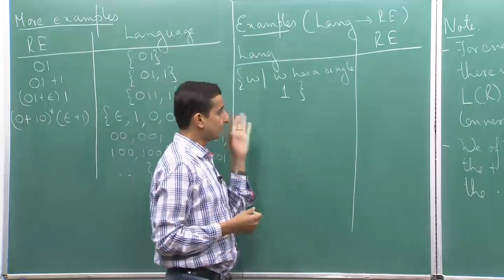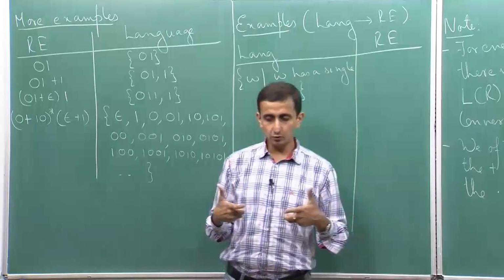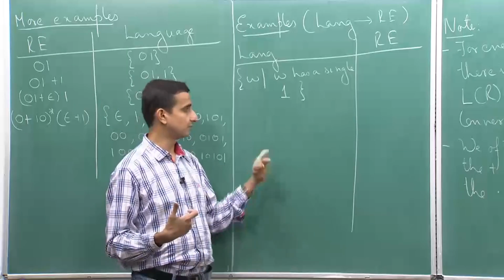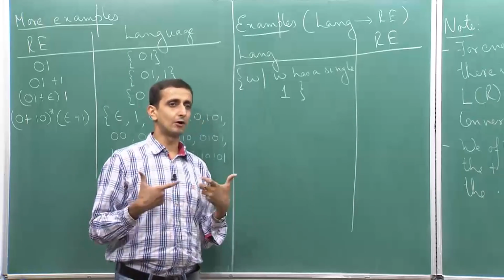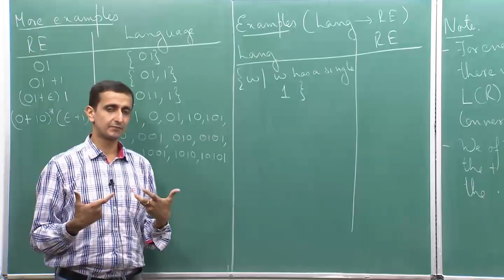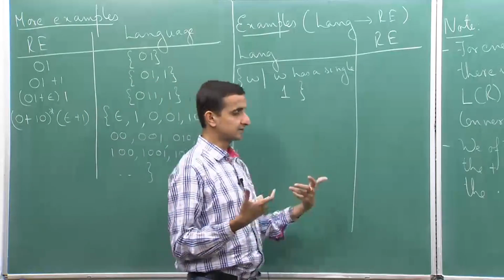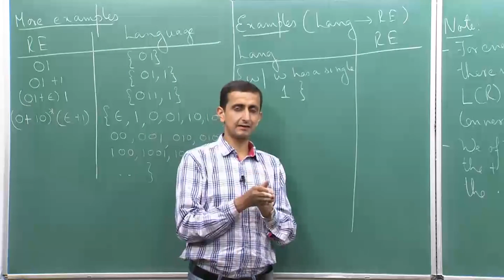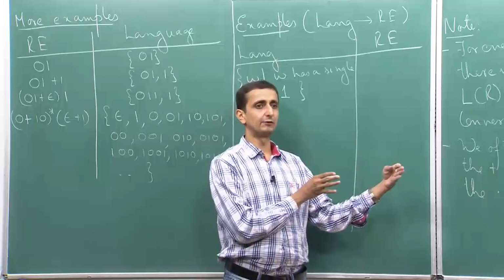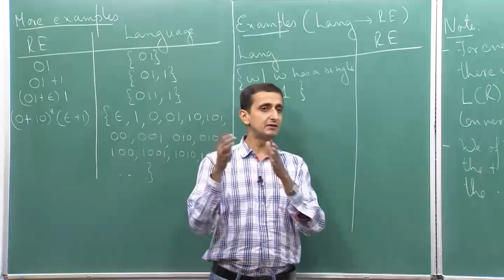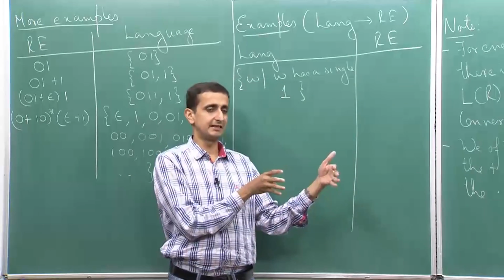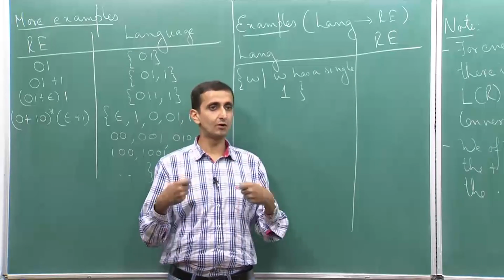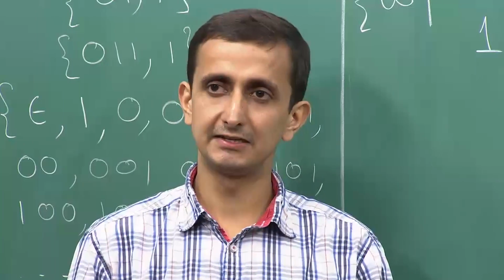Okay. So, if W has a single 1, the way to think how you will construct a regular expression out of this is, what will be the form of these strings? How will these strings look like? If W has a single 1, the string will basically be a sequence of zeros followed by the 1 and then followed by another sequence of zeros. And the sequence of 0 in the beginning and the sequence of 0 in the end can either be empty, I mean 0 number of zeros, or they can be anything that is higher than that.